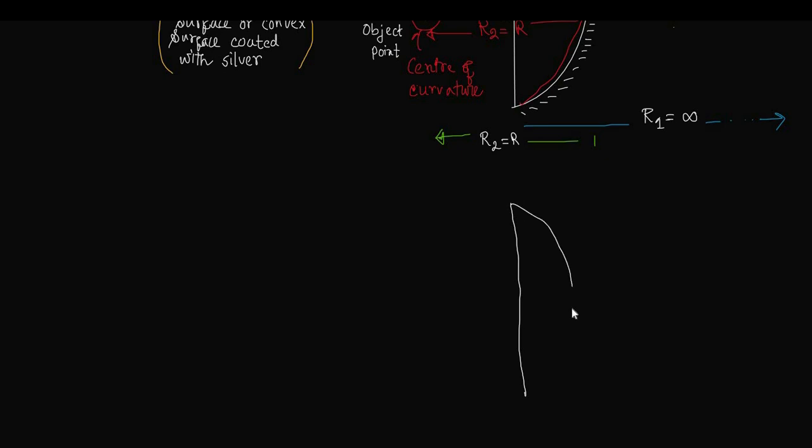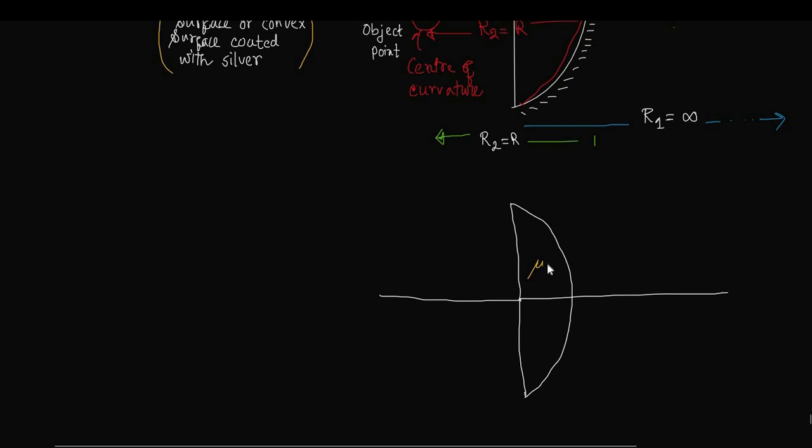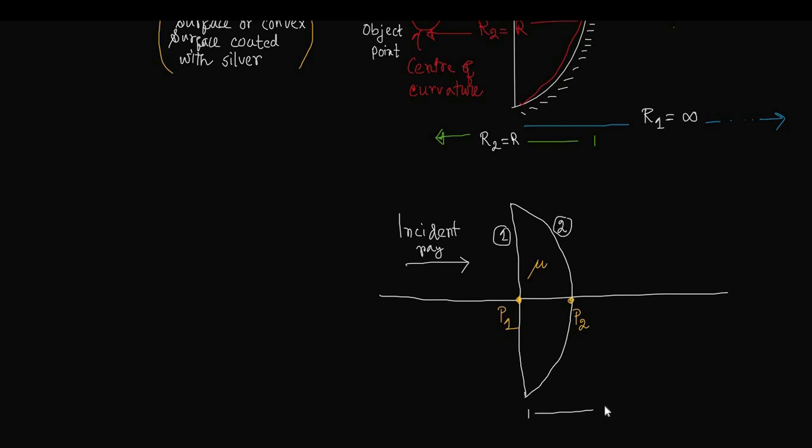Now we consider the same plano-convex lens without any silver coating. Mu is the refractive index of the lens. P1 and P2 are the poles of the two refracting surfaces of the lens. The incident ray is traveling towards the right. This is the incident ray which will be incident on the first refracting surface. In this case, the radius of curvature of the first refracting surface is infinity, that is R1 equal to infinity. We can denote the center of curvature: C2 is the center of curvature of the second refracting surface. The radius of curvature of the second refracting surface is R2, which is equal to R.